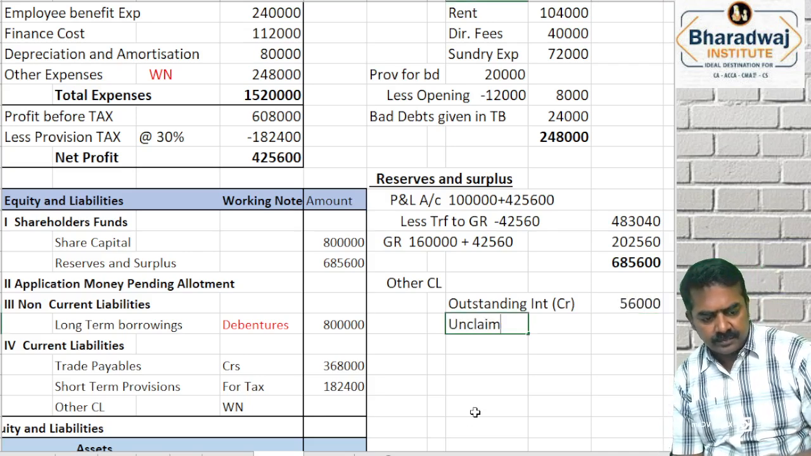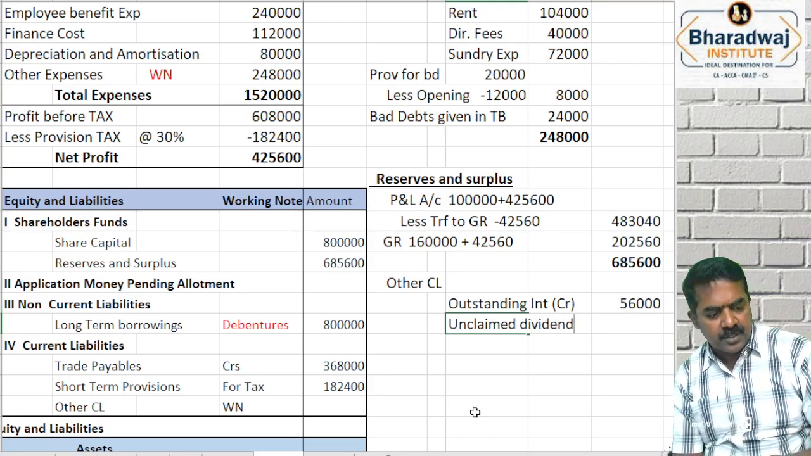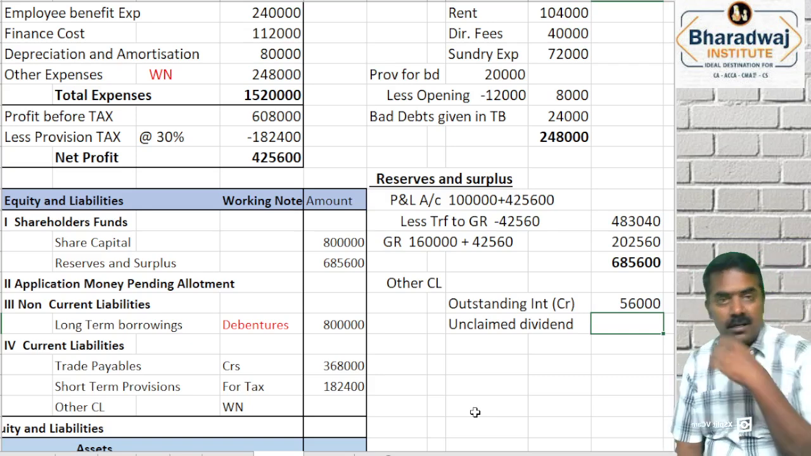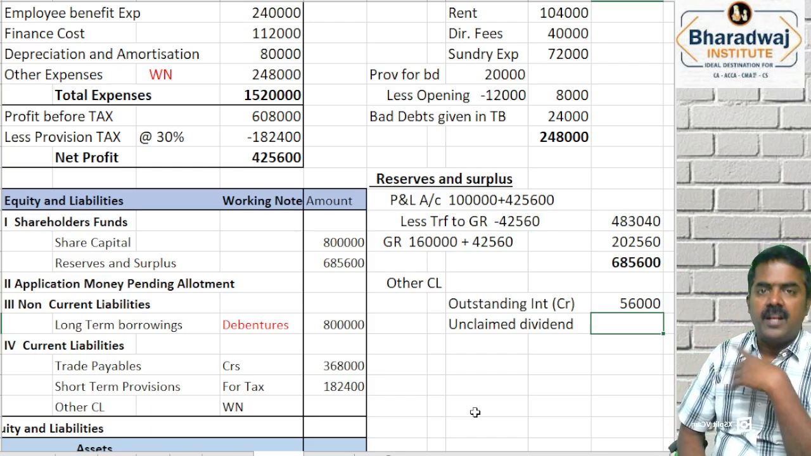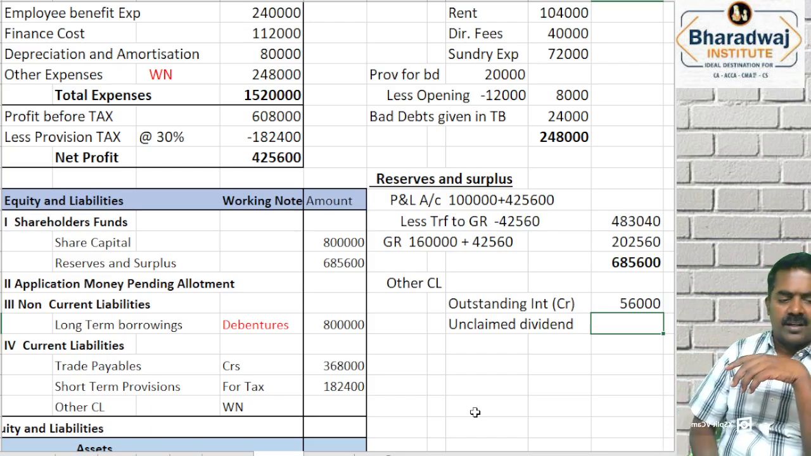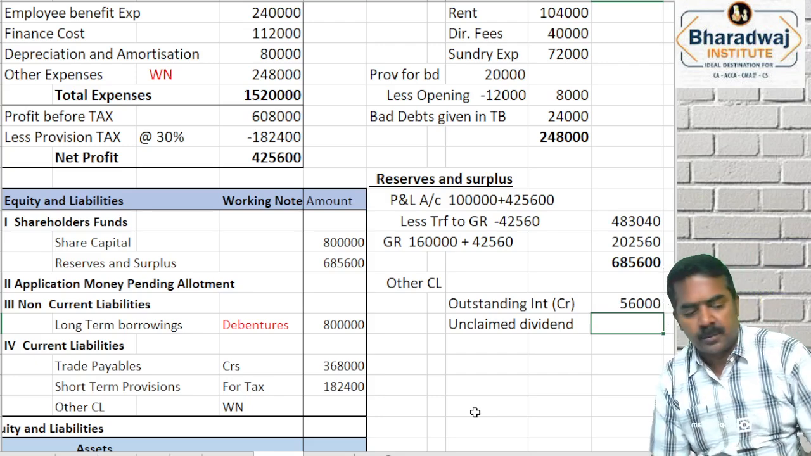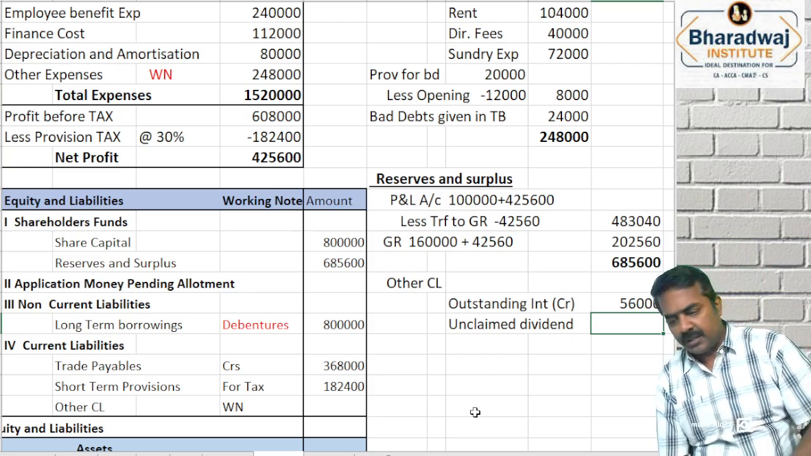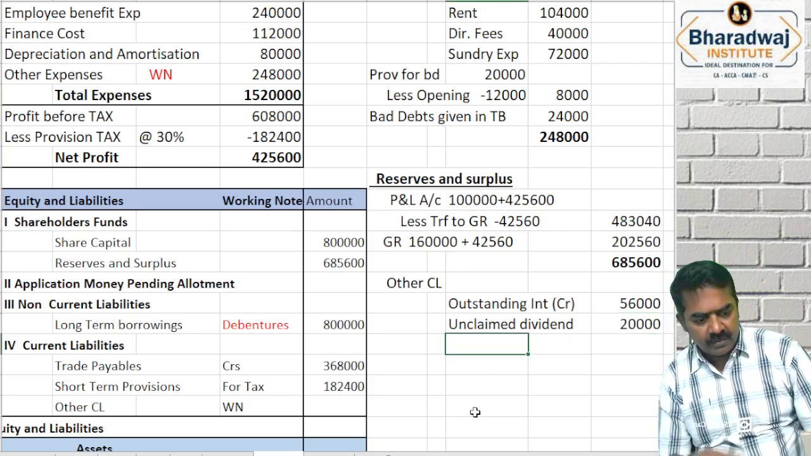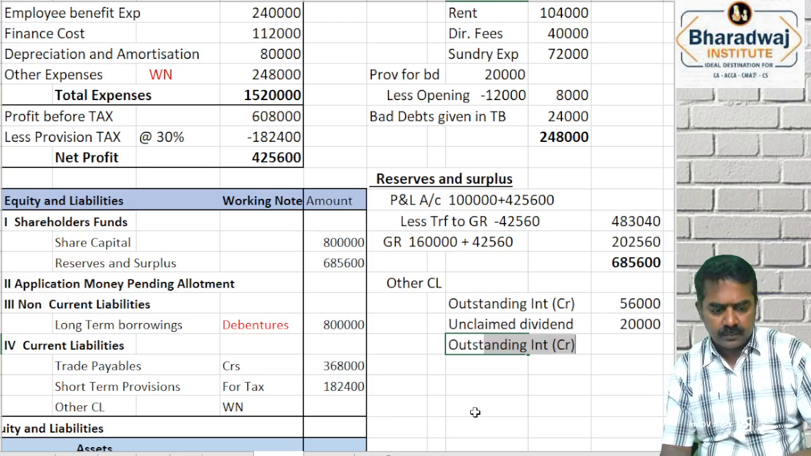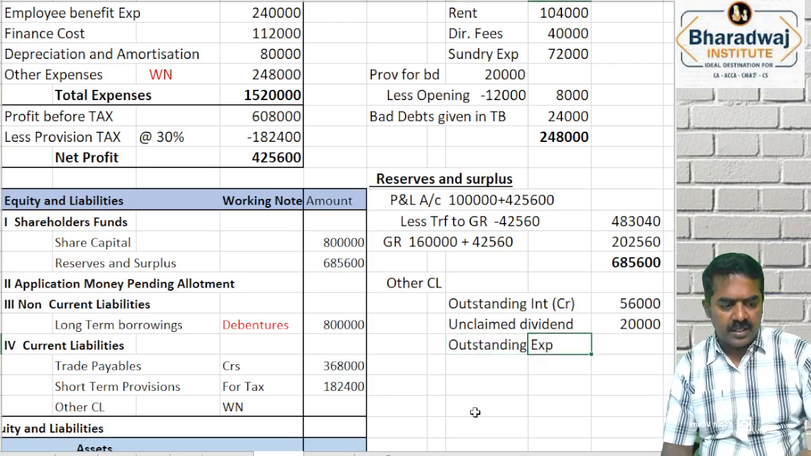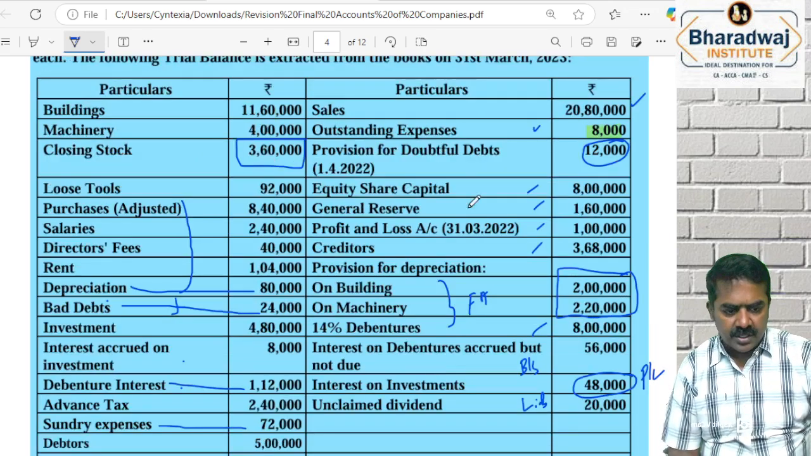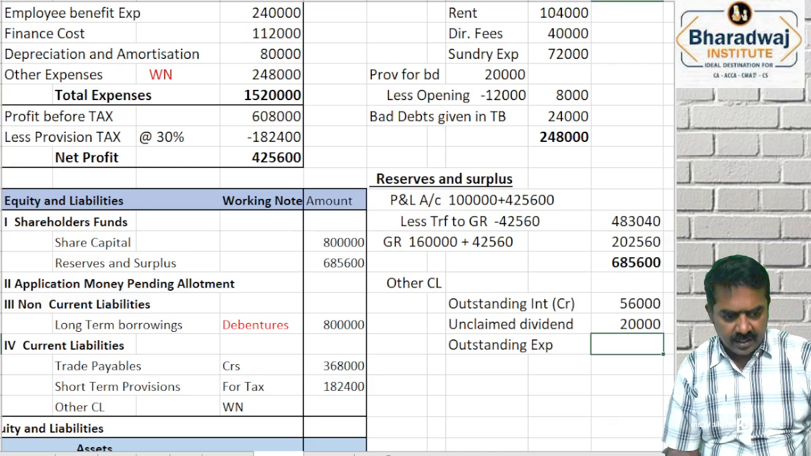Unclaimed dividend. It is not proposed dividend. Dividend already declared, but shareholders are yet to claim. We had seen in the regular class, any money due to shareholders you have to keep for 7 years. After that you have to transfer to IEPF, Investors Education and Protection Fund account. What else is there? Outstanding expenses. How much outstanding expenses already given? 8,000.